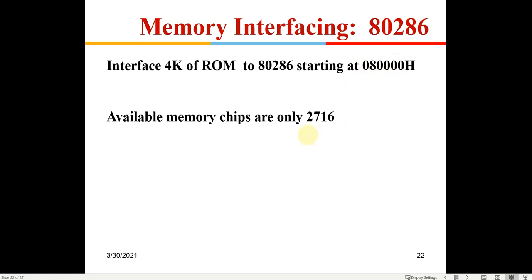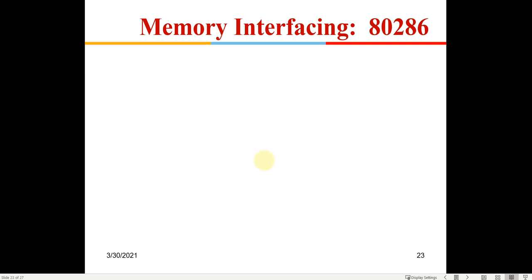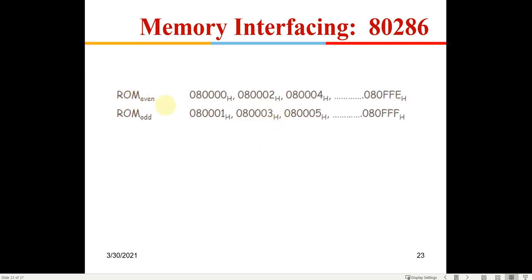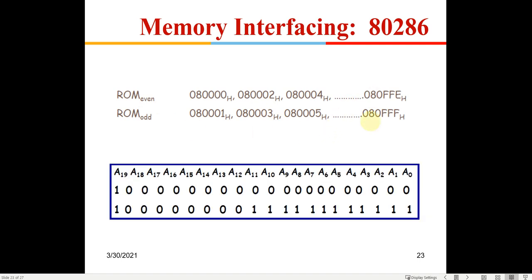So 6 hexadecimal digits are there. Available memory chips are only 2716, which is 2K memory as we know. Now we need to make a 4K, so we have to make it as simple as even and odd banks here. Now here it is only shown till 19, but actually it should go till 24. So there is an error in this slide. We need to have till 24 out here.